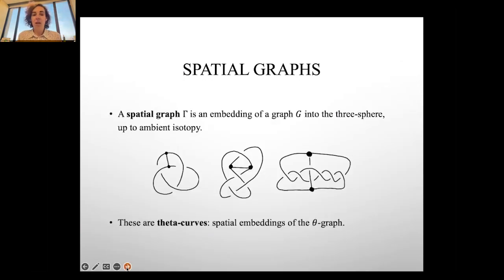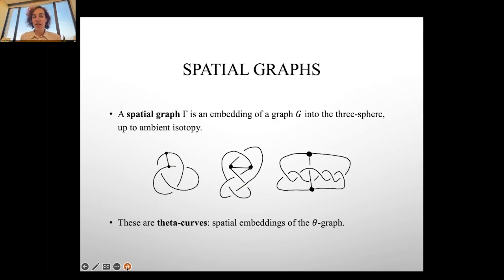Spatial graphs, like knots and links, are going to be knotted objects in a three-dimensional space taken up to ambient isotopy, except now we're embedding graphs. So you have an underlying abstract graph, and then that gives you some sort of one complex that you embed in the three sphere typically.